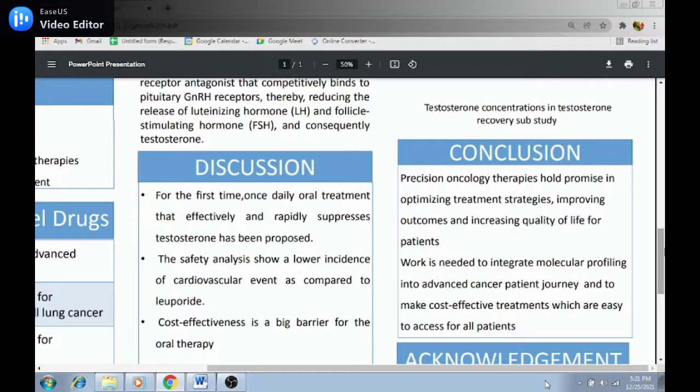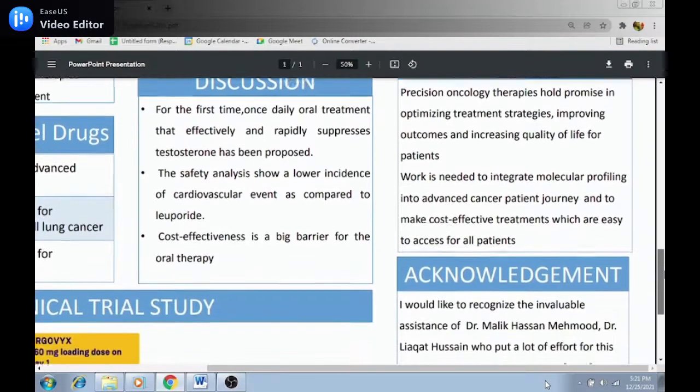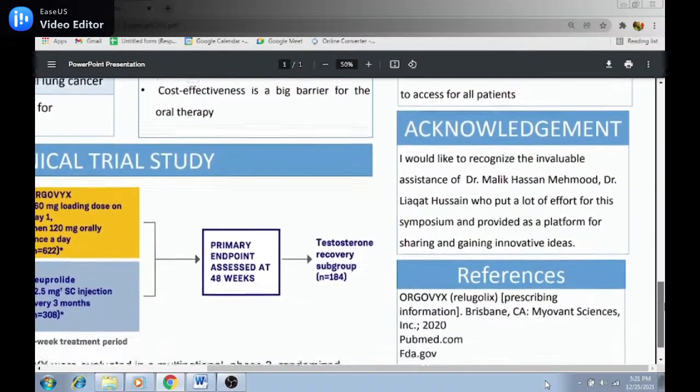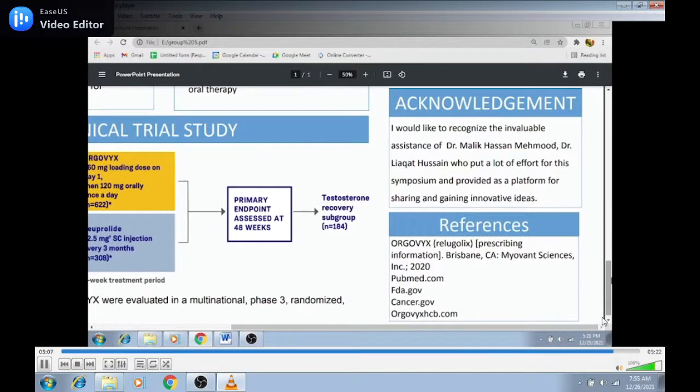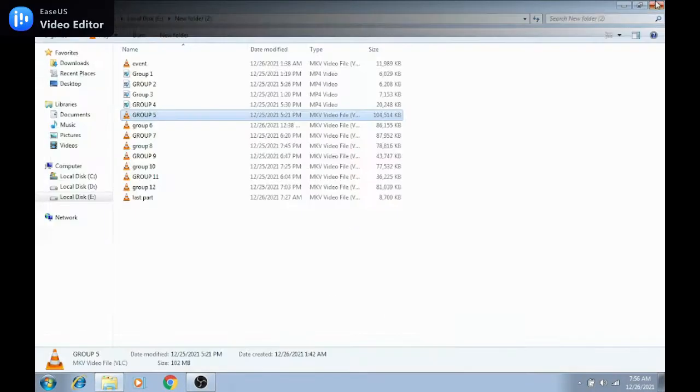Precision oncology is promising in optimizing treatment strategies, improving outcomes, and increasing the quality of life of patients. Thank you so much.